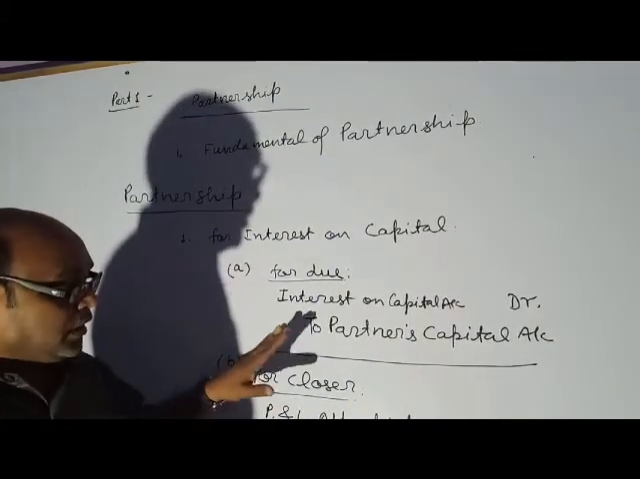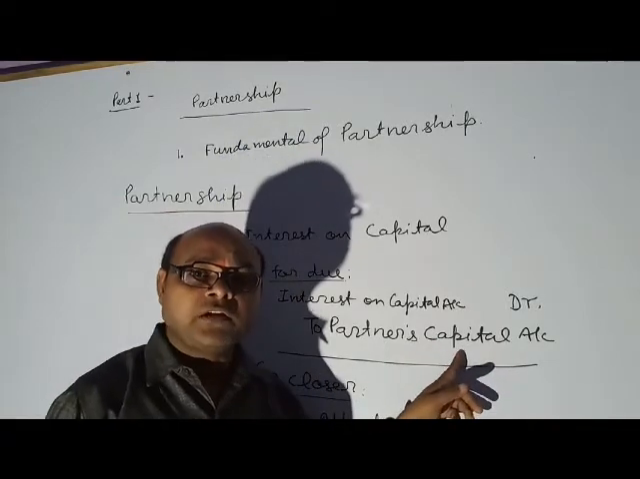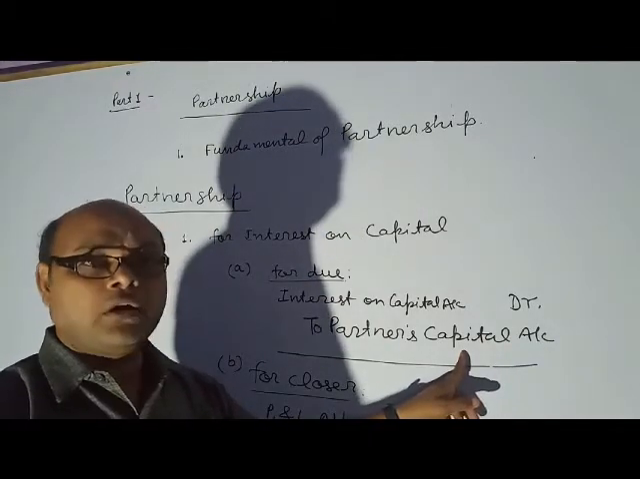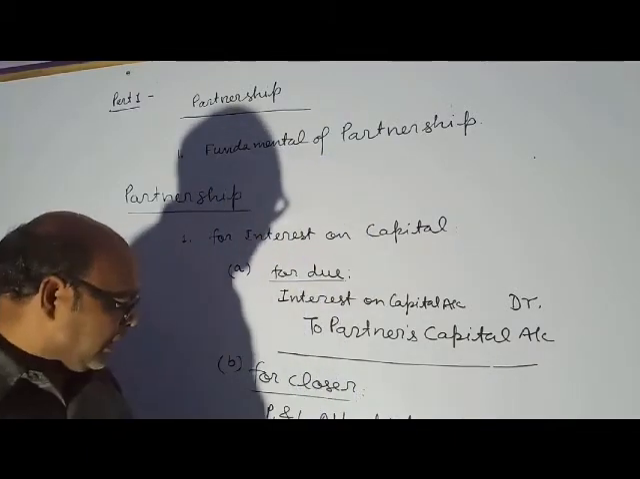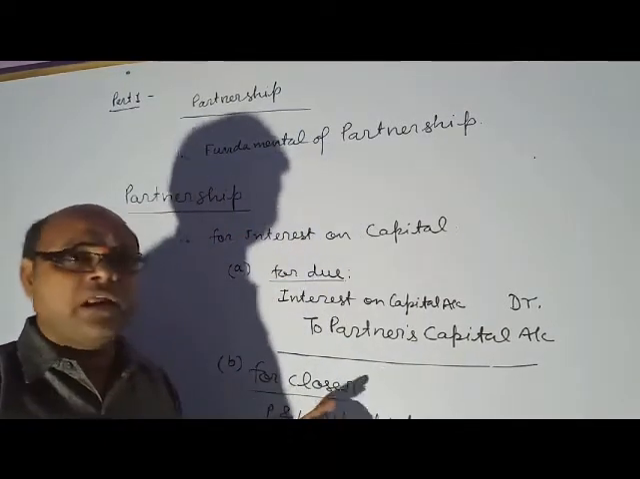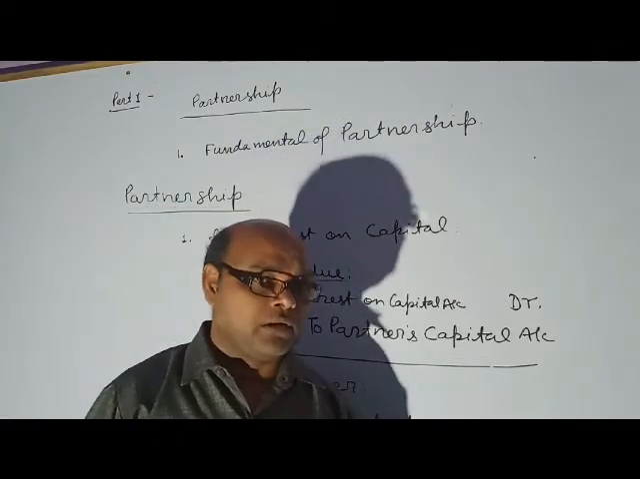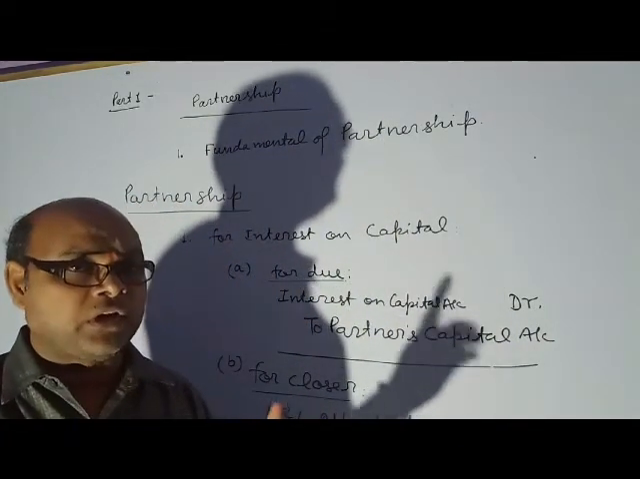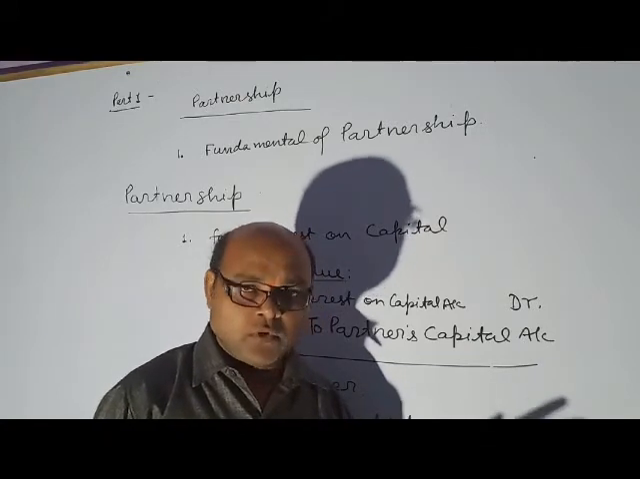Now, when you draw the partner's capital account, you see here partner's capital is credit. So on the partner's capital account credit side, you will record by interest on capital. And here you see the PL appropriation account is a debit. So on the PL appropriation account debit side, you will record to interest on capital. Okay.